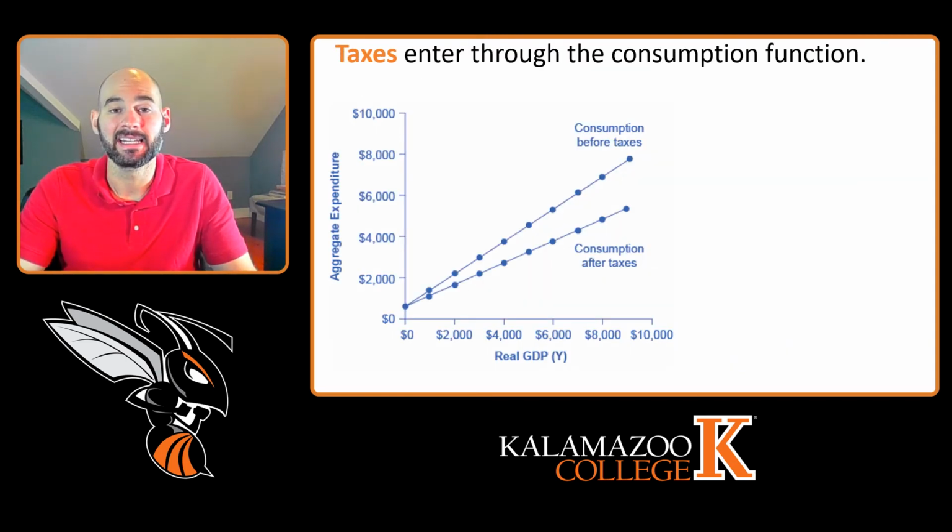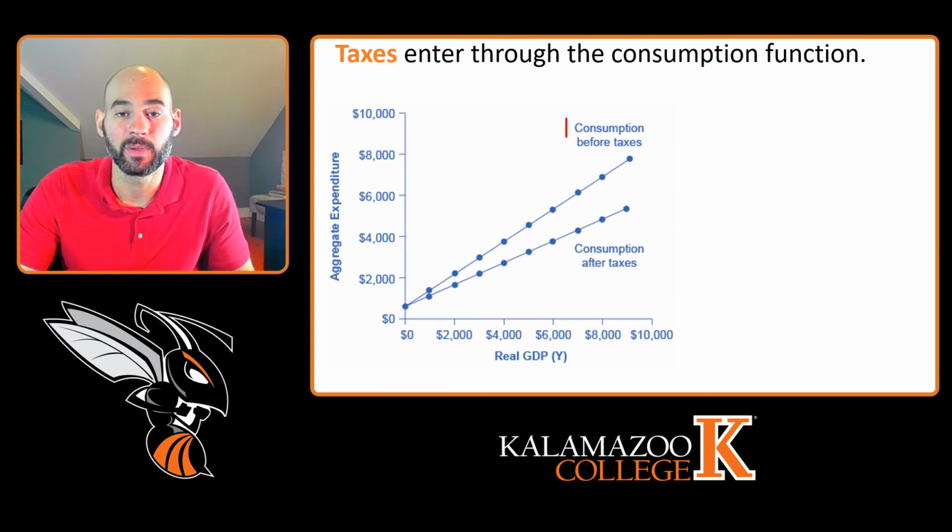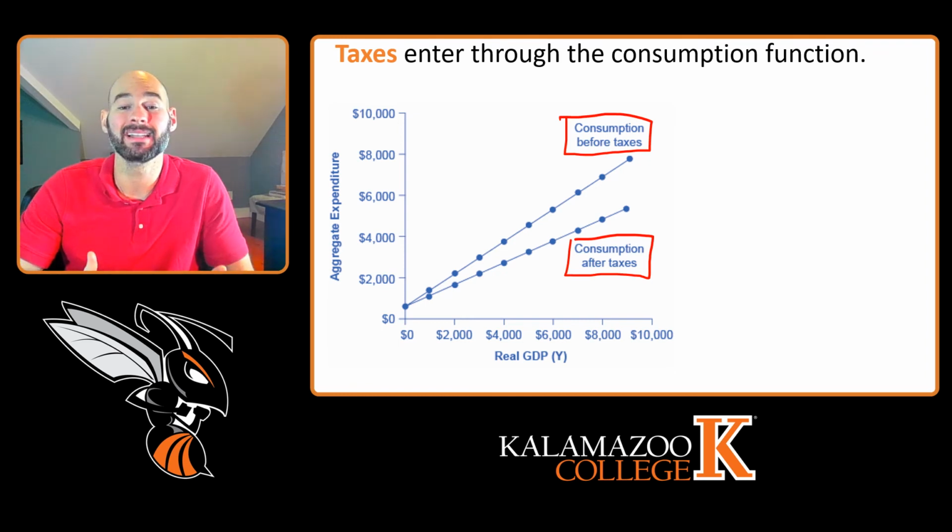Now, as we just indicated, taxes are going to enter not through a separate term, but through the consumption function. And so when we think about the difference between consumption before taxes and consumption after taxes, obviously we're going to be able to consume less. We're going to be able to spend less after taxes are taken out of our income. However, this isn't going to be a parallel shift, because taxes take more out the more that we earn. We can incorporate that in a couple of different ways. It could be taking progressively more out the more we earn, or it could be taking proportionately more out the more that we earn.